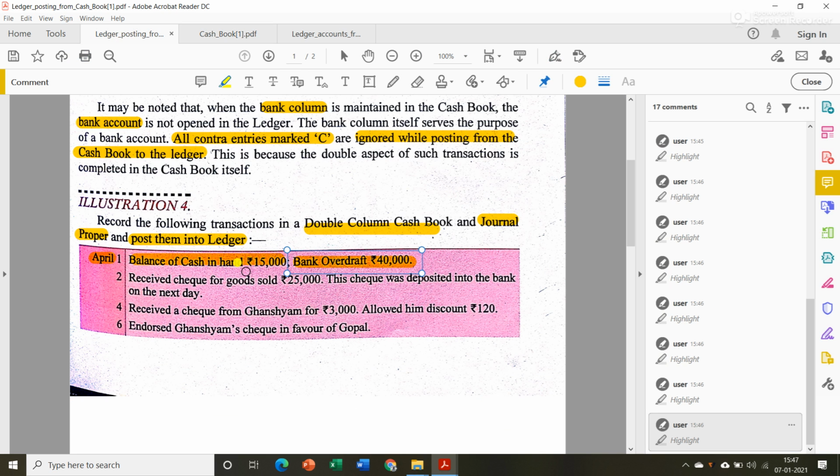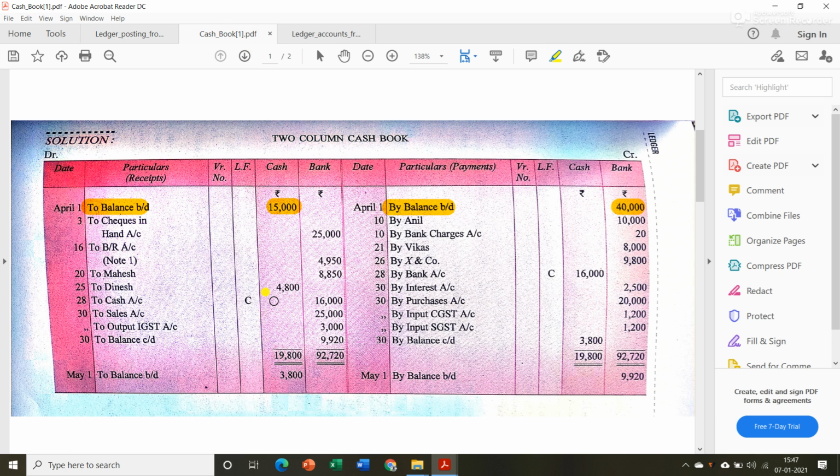Another suggestion for you is that you can do these three steps all together. You can prepare the format of the cash book on one page.